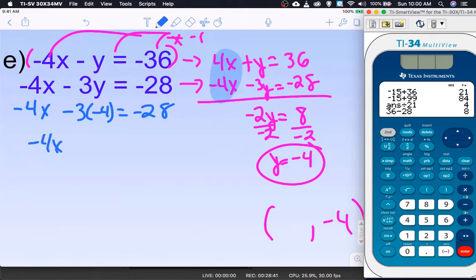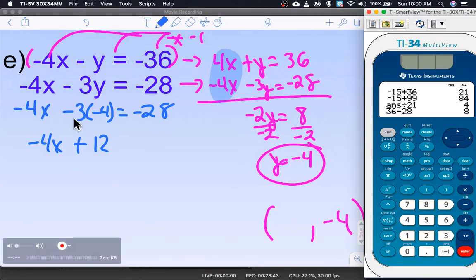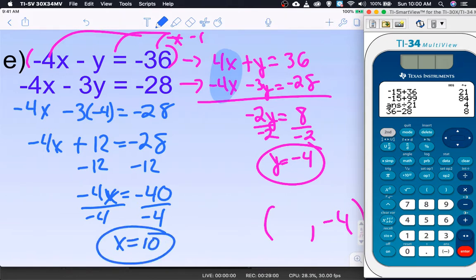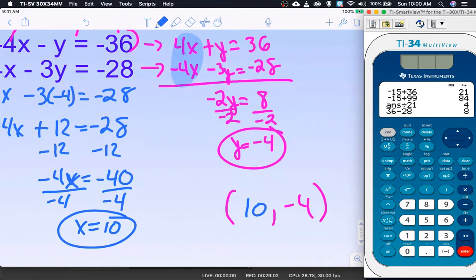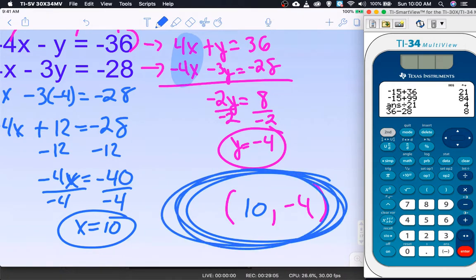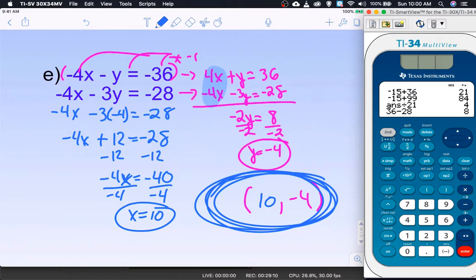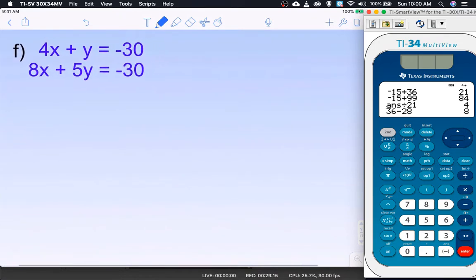So -4x plus 12, that is -3 times -4 is a positive 12, equals -28. I subtract 12 on both sides. -4x equals -40. Divide by -4, x equals a positive 10. So my solution is the point (10, -4). Letter F.